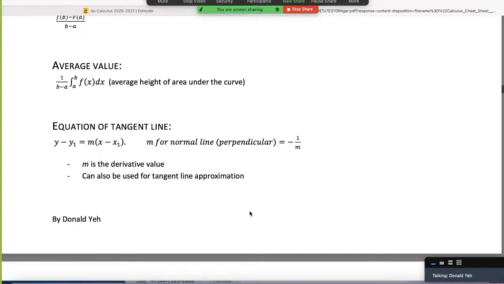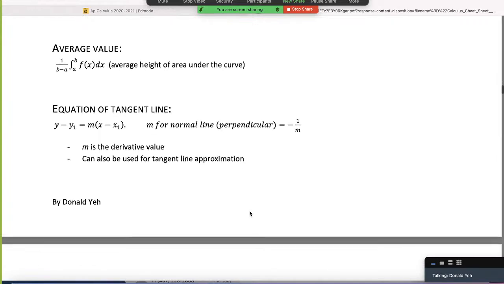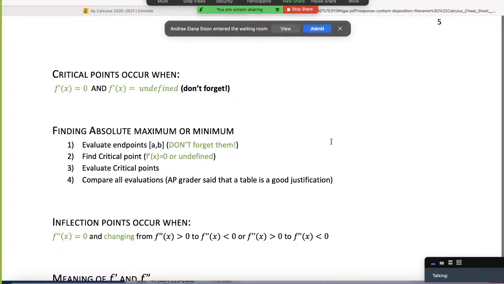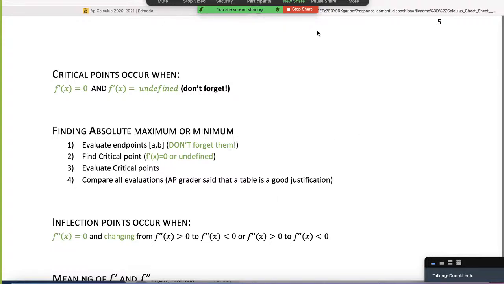Remember, when FRQ asks you for tangent line approximation, you just find the tangent line, plug in the x value they want you to approximate, and solve for y. Critical value, make sure f prime of x equals 0, as well as f prime of x is undefined. Don't forget the undefined part. Okay?